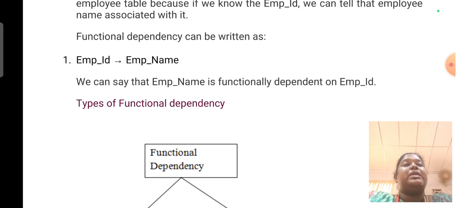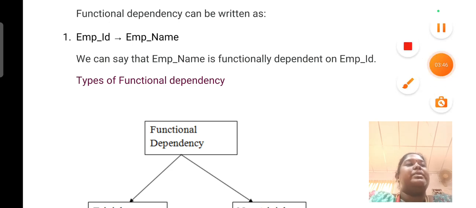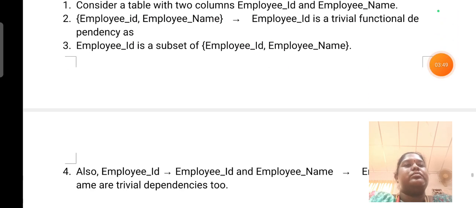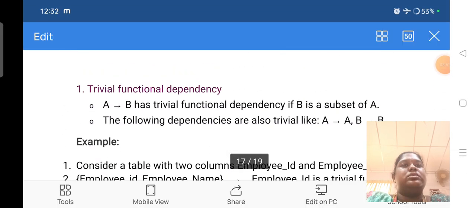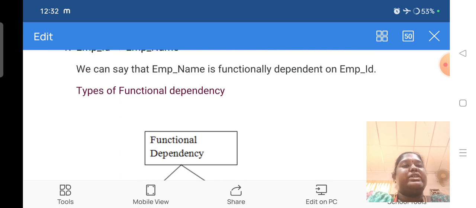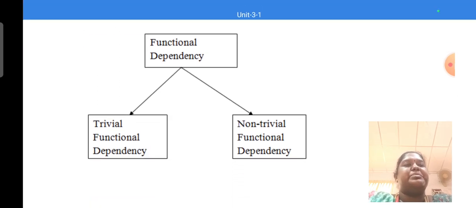A functional dependency can be written as employee ID tends to employee name. We can say that employee name is functionally dependent on employee ID. The next topic is types of functional dependency. We have two types of functional dependency: trivial functional dependency and non-trivial functional dependency.